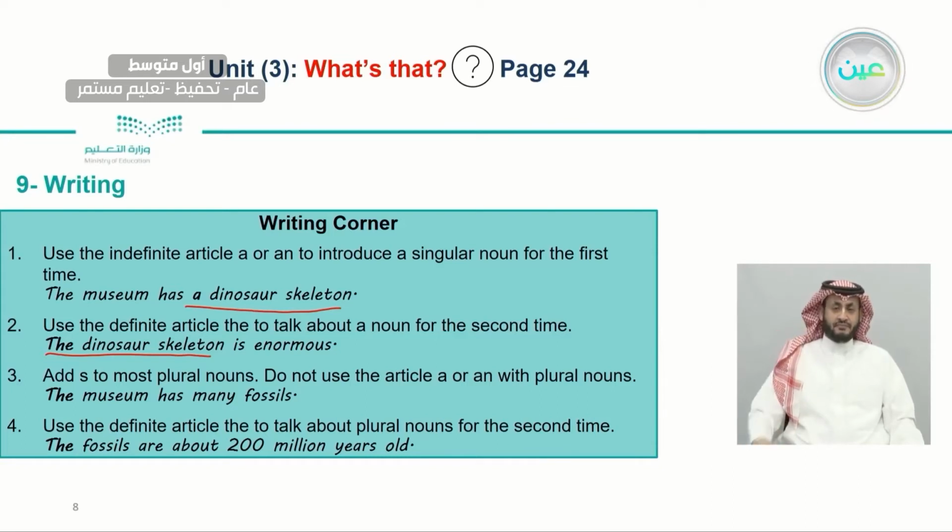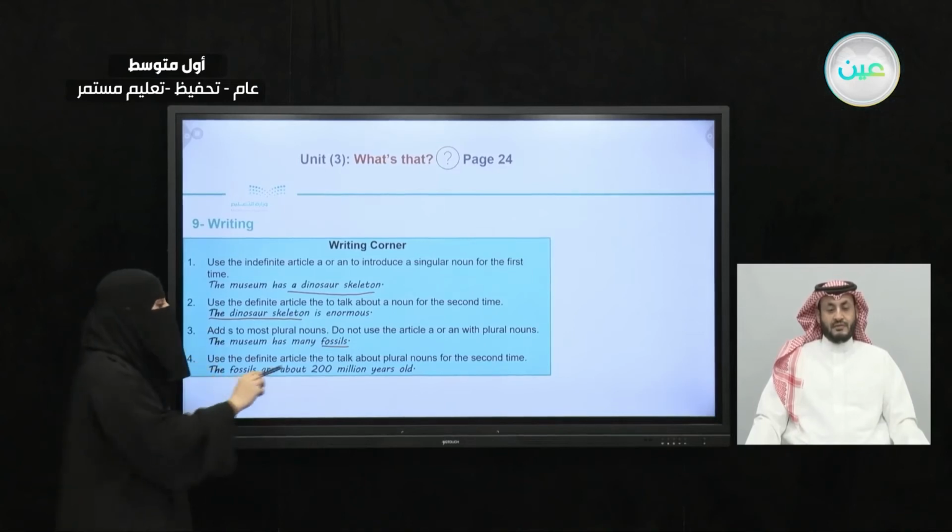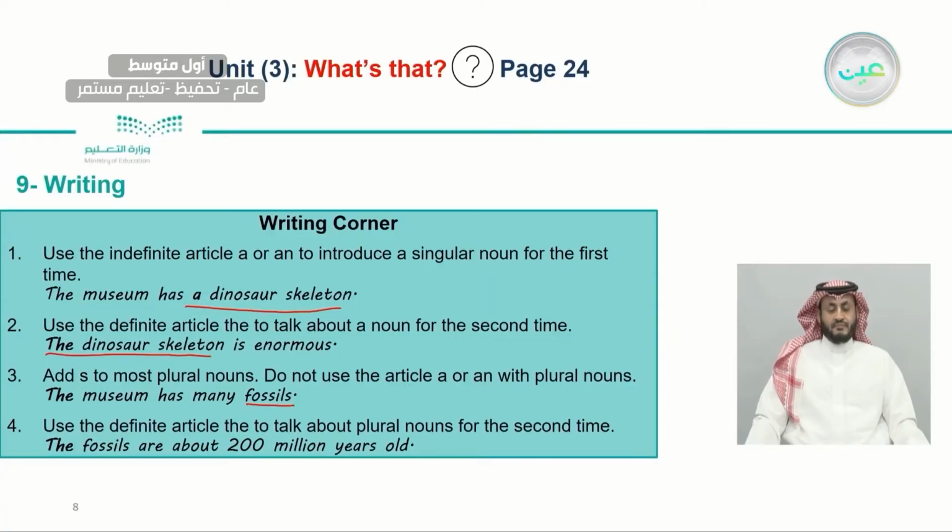Number 3, add s to most plural nouns. Do not use the article a or an with plural nouns. Do you remember when we talked about using a and an for only singular nouns? The museum has many fossils, and we added an s right here. What does that mean? Is it only one? It's two or maybe more, okay? So it's a plural noun. That's why I'm supposed to add an s at the end of the noun, okay? Number 4, use the definite article the to talk about plural nouns for the second time. The fossils are about 200 million years old.